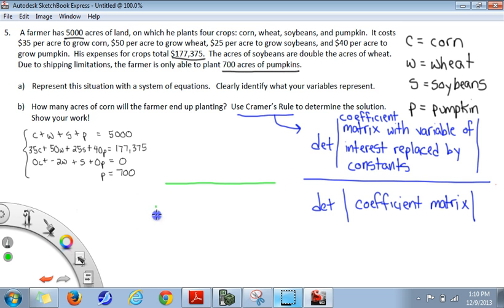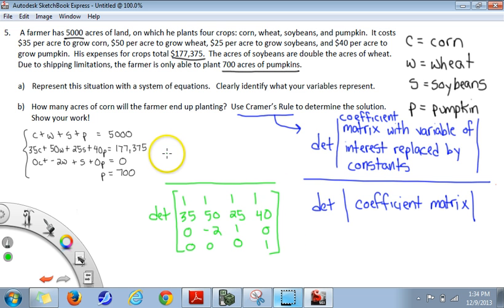So we'll have the determinant of the coefficient matrix. In the first row, we have 1, 1, 1, and 1. Our second row is 35, 50, 25, and 40. Then we've got 0, -2, 1, and 0. And then a row of zeros except for the 1 at the end.